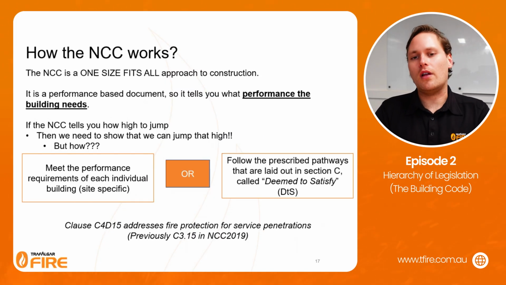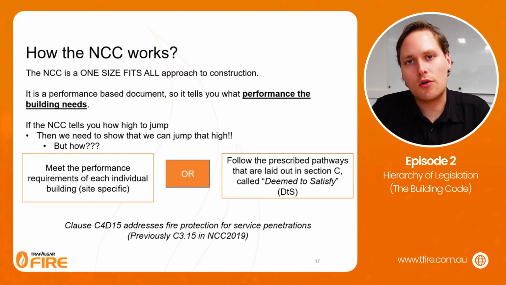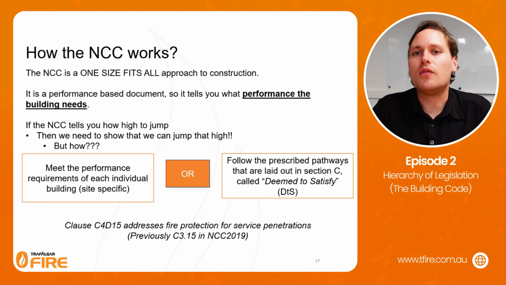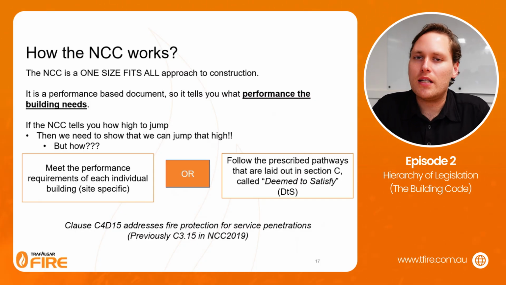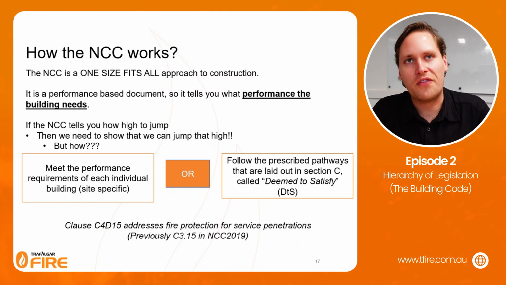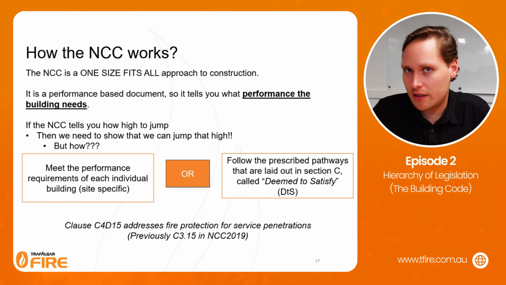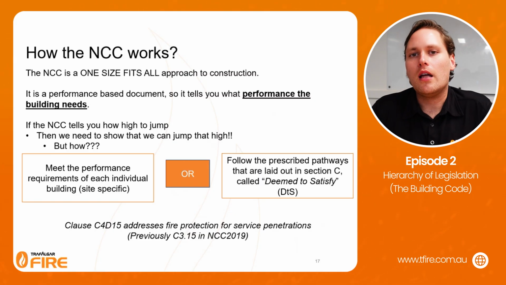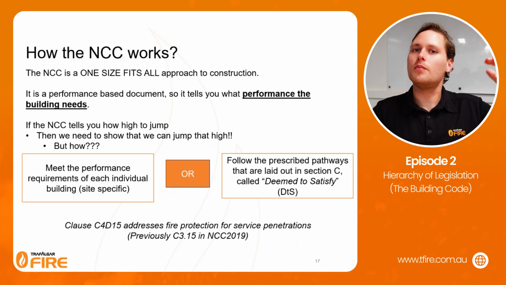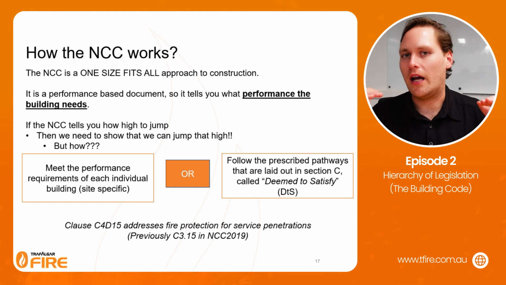So before we have a look at the exact clauses, let's do a quick refresh on how the NCC actually works. The building code is a performance-based document, and that means that it gives us a list of performance requirements, which you can think of as the overarching objective of the building. And then we need to prove that we can meet that level of performance. So it tells us how high to jump. We need to prove that we can jump that high.